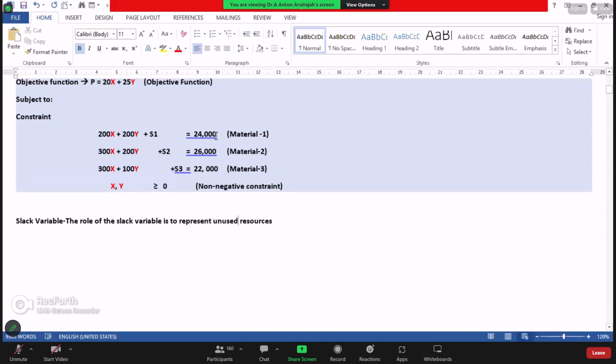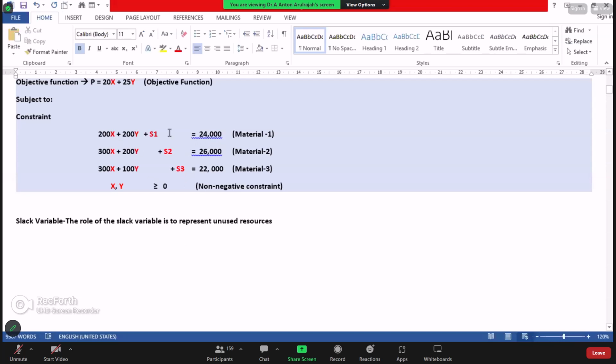So S1 is for which material? S1 is used for which material? Resources of material one. S1 is used for material 1, S2 is used for material 2, and S3 is used for material 3.